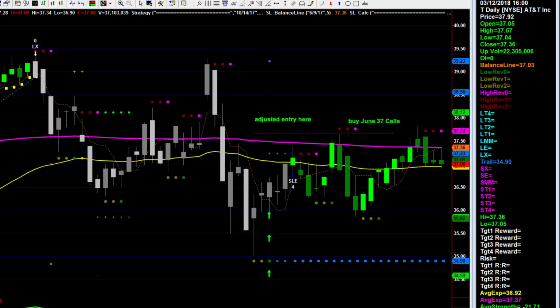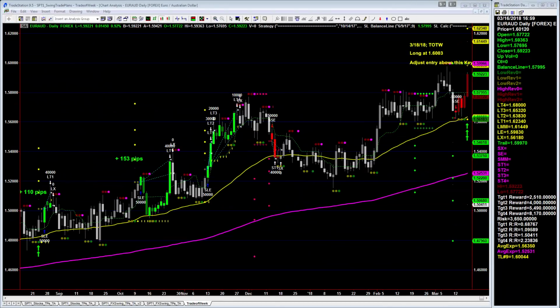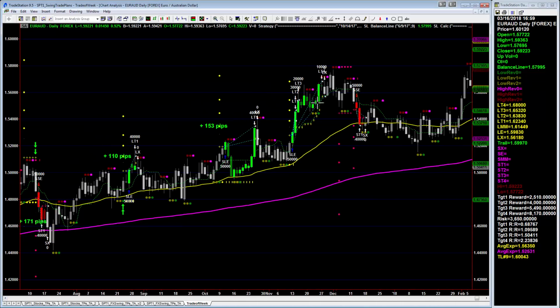All right, so let's talk about this week's trade of the week. I'm showing you here a chart of the Euro Aussie. It's a daily chart, and I've got the TradeStation automation on here just to show you why I like this trade. You can see basically lots of winners. It just seems to like to win a lot.